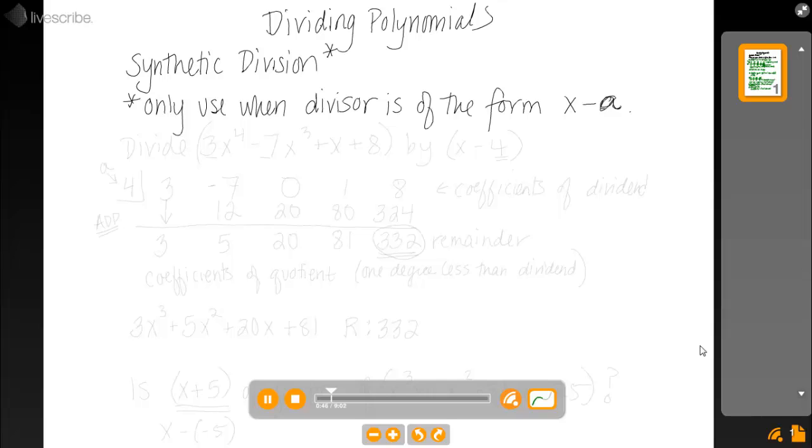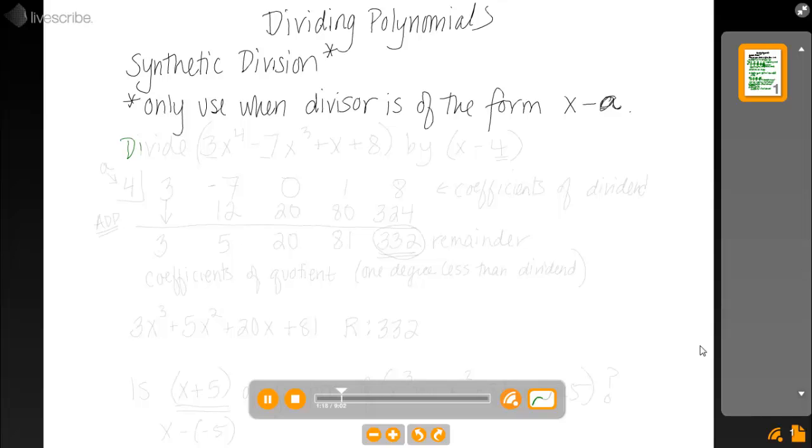We can only use synthetic division on polynomials if our divisor, if what we're dividing by, is of the form x minus a. So the last example that we did with long division, we divided by, I think it was like 2x minus 6 or something. That was not of the form x minus a. So we have to make sure our divisor has a lead coefficient of 1, and that it's linear. Otherwise, we can't use synthetic division, at least the kind that I'm going to show you.